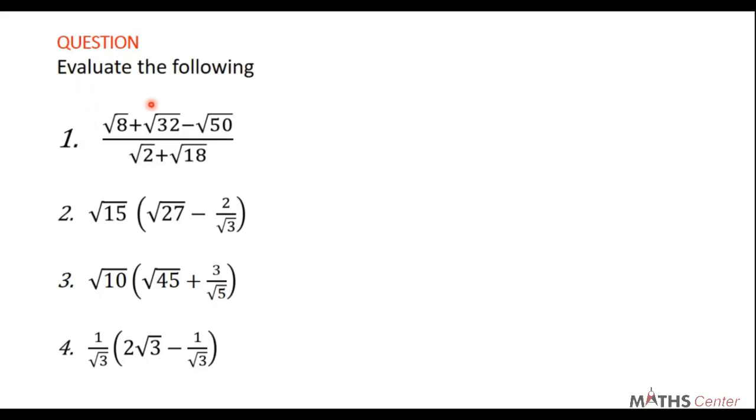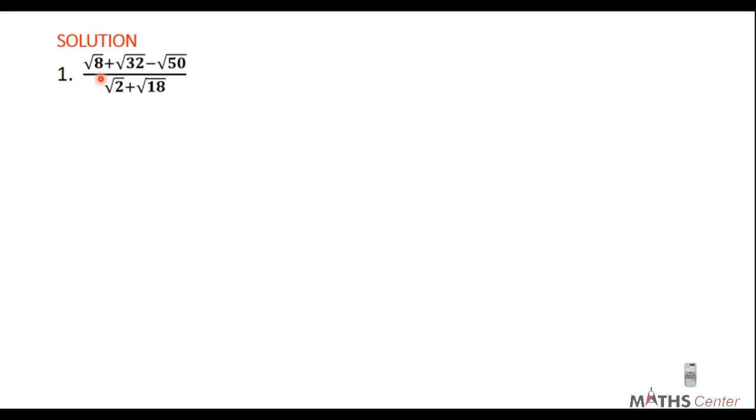So the question is telling us to evaluate the following, and you have been given from question 1 up to question 4. So we take them one after the other. Let's pick the first one. We have square root of 8 plus square root of 32 minus square root of 50 divided by square root of 2 plus square root of 18.